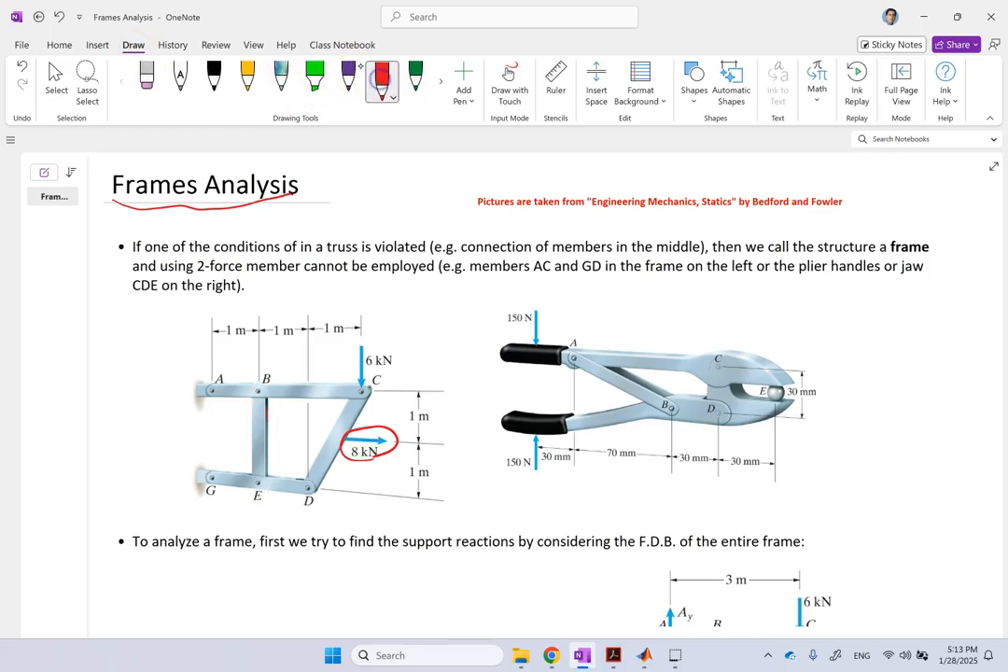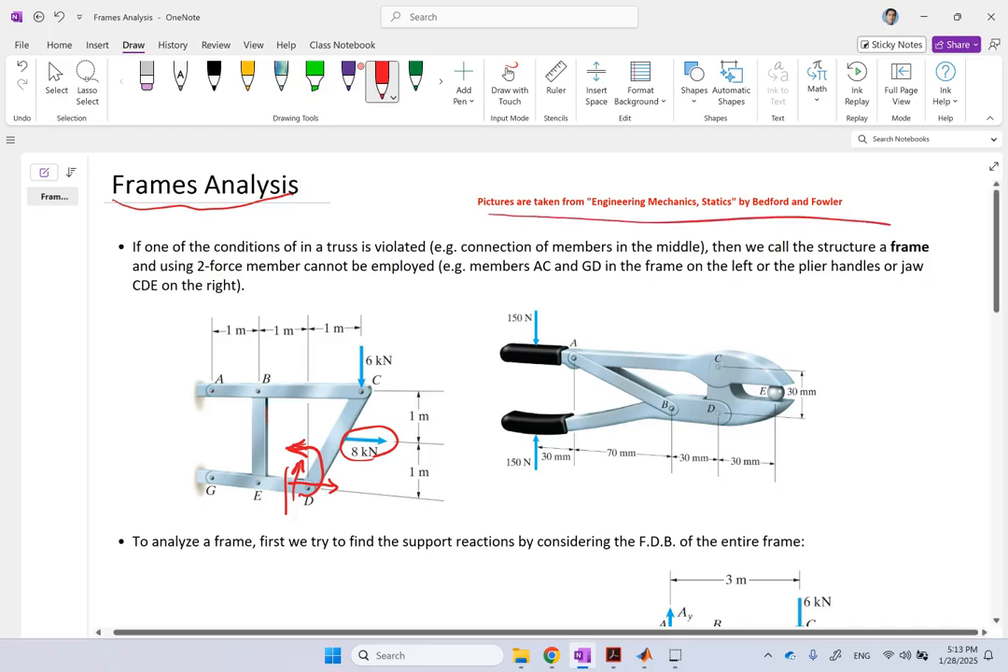So if I cut a member that is not a two-force member, let's say cut this GD here, then at that intersection, we have an axial force, we have a shear force, and we have a bending moment. So we have three reactions to find, and that makes the stress calculation on that cross-section a little bit more complicated, which we'll see in my solid mechanics playlist. So that's not what I want to do here. This is about the statics right now. By the way, all of the pictures are taken from Bedford and Fowler Engineering Mechanics Statics book.